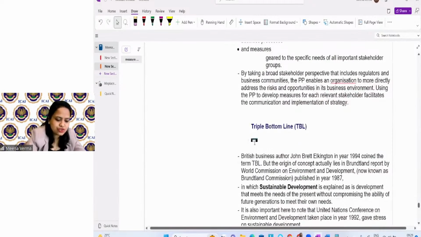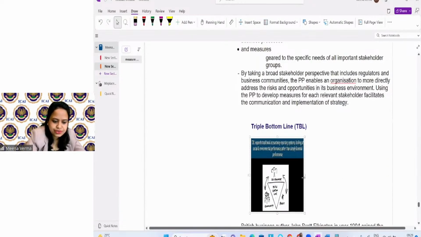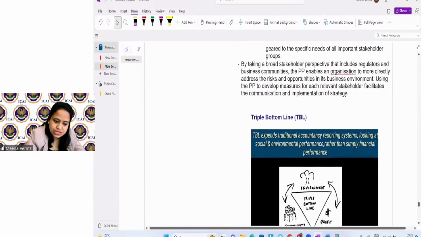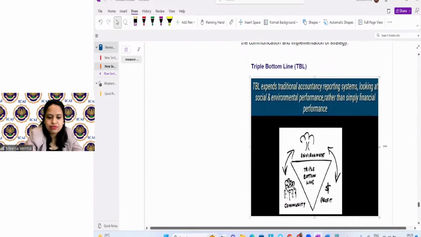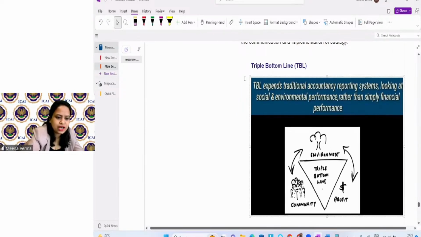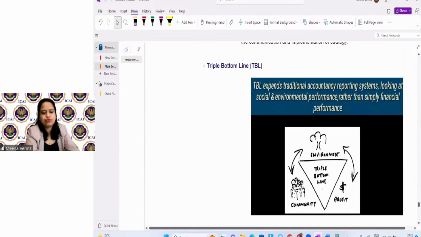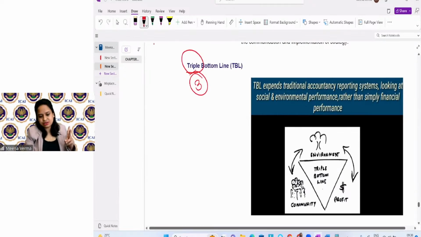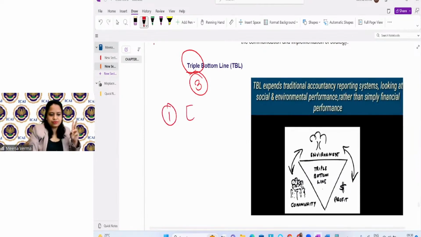So this is the triple bottom line we have. What is triple bottom line? In the case of triple bottom line, we will focus on 3 things here. What are the 3 things on which we will focus? Again, like in balanced scorecard, where we considered both financial and non-financial factors, in triple bottom line also we are considering both financial and non-financial factors, right? Triple means 3. We are focusing on 3 things here. First is what? Environment.